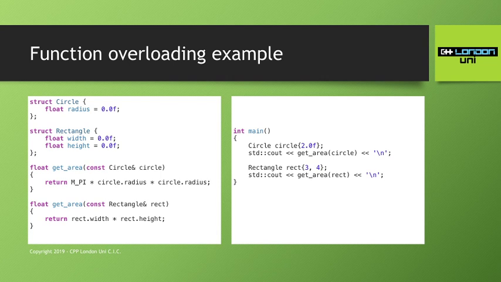So this first one is going to match the version of getArea taking a circle. The second one's going to match the overload of getArea taking a rectangle. And it's going to do exactly what you want and exactly what you expect, which, as I say, 99% of the time is exactly what happens with these overload resolution rules. And that's a good thing.